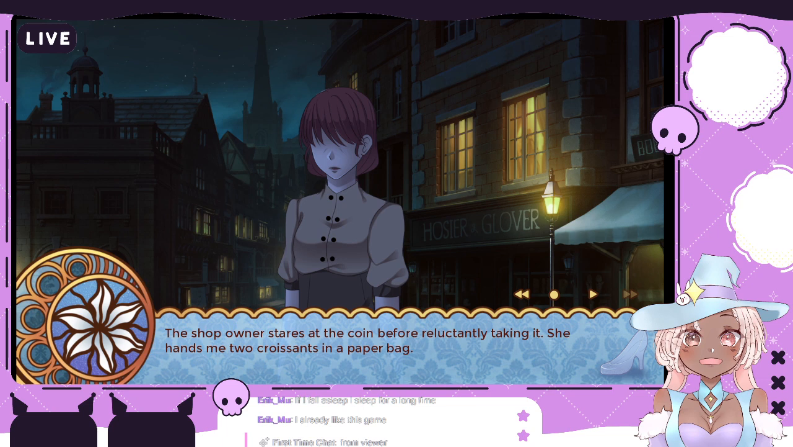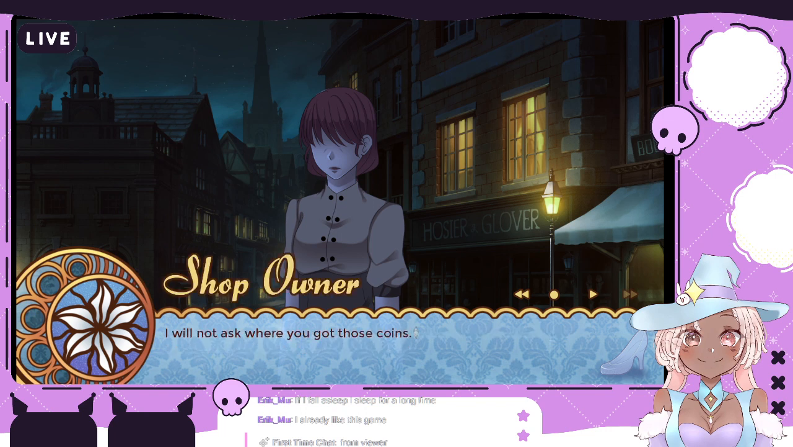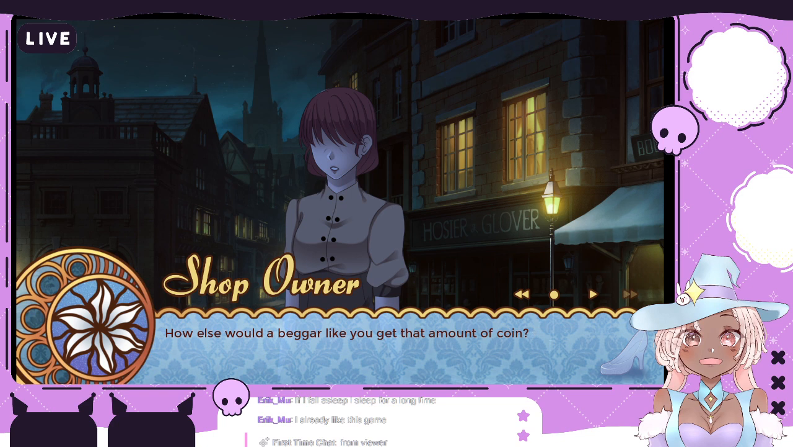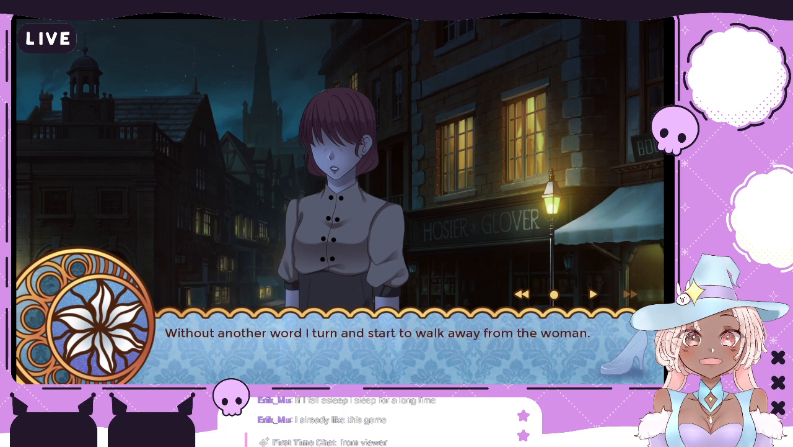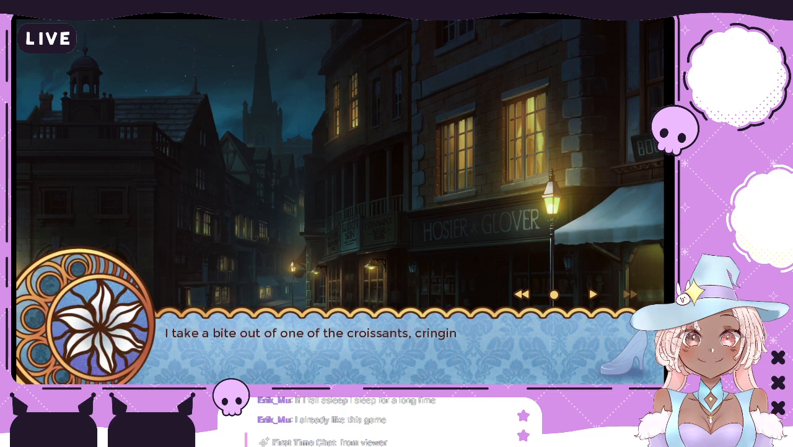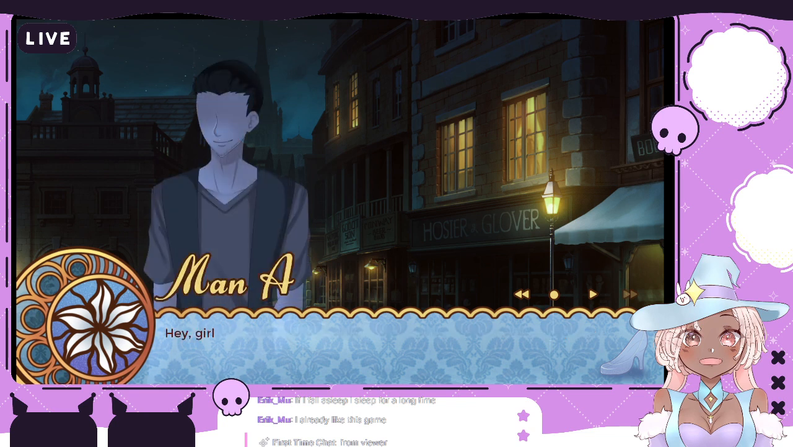The shop owner stares at the coin before reluctantly taking it. She hands me 2 croissants in a paper bag. I will not ask where you got those coins. Are you implying that I stole them? How else would a beggar like you get that amount of coin? Now be off with you, child. I won't have you scaring away any other customers. Without another word, I turn and start to walk away from the woman. So this is the goodness of the people of NGO. I take a bite out of one of the croissants, cringing a little at the dryness.